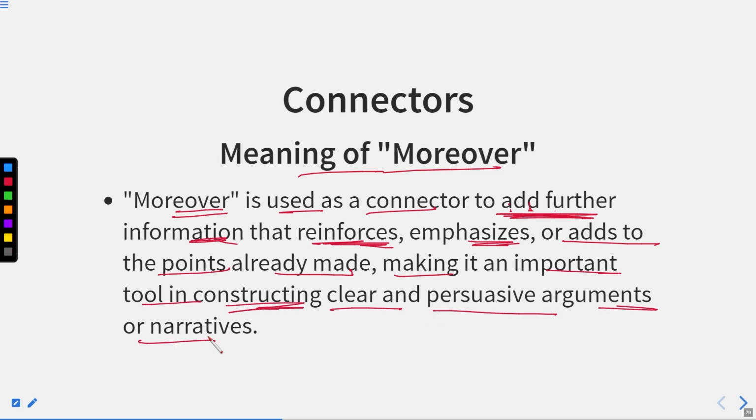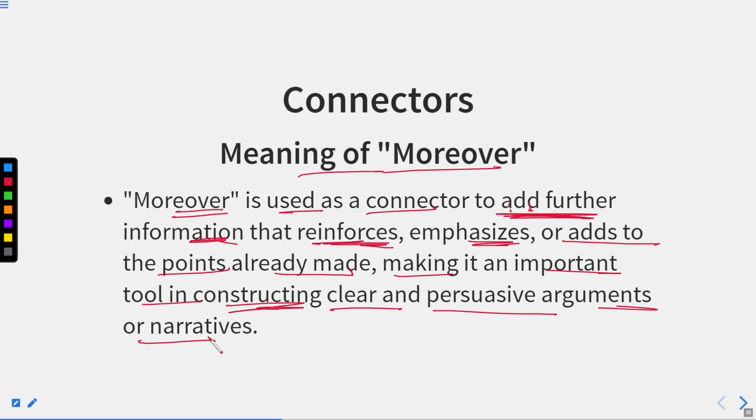making it an important tool in constructing clear and persuasive arguments or narratives. Now, if I give you some information about anything, and I'm telling you some more points about it, I can use that information with the help of moreover. Okay.